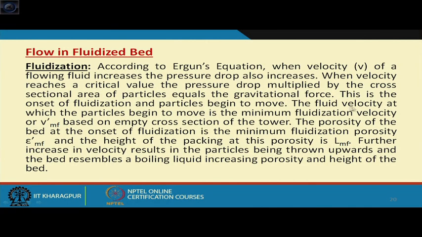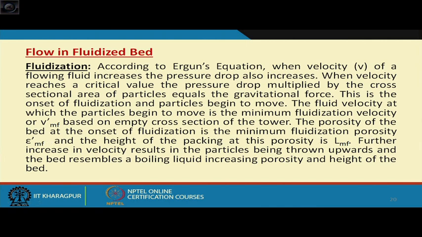So, the velocity at which the particles have started dancing or moving is called the minimum fluidization velocity. And the velocity at which the particles begin to move is the minimum fluidization velocity, or V dot mf, based on the empty cross section of the tower. The porosity of the bed at the onset of fluidization is known as minimum fluidization porosity, right.